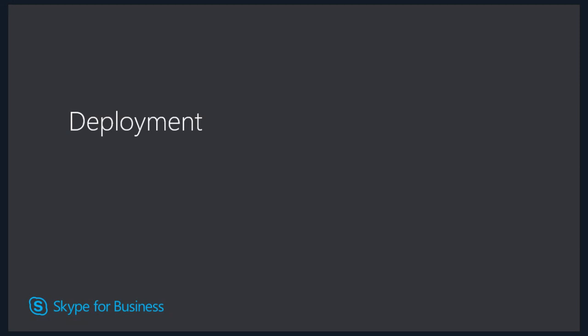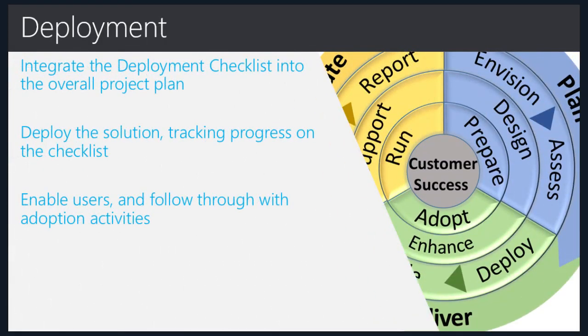Once the customized deployment guidance checklist is completed, the project team can start incorporating the tasks into the project plan and commence with the solution deployment. Project team can track the progress using the checklist and from the prepare stage all the way to the completion of deploy stage. Once the solution is ready for organization-wide deployment, the project can move to enable stage and followed by adoption activities.